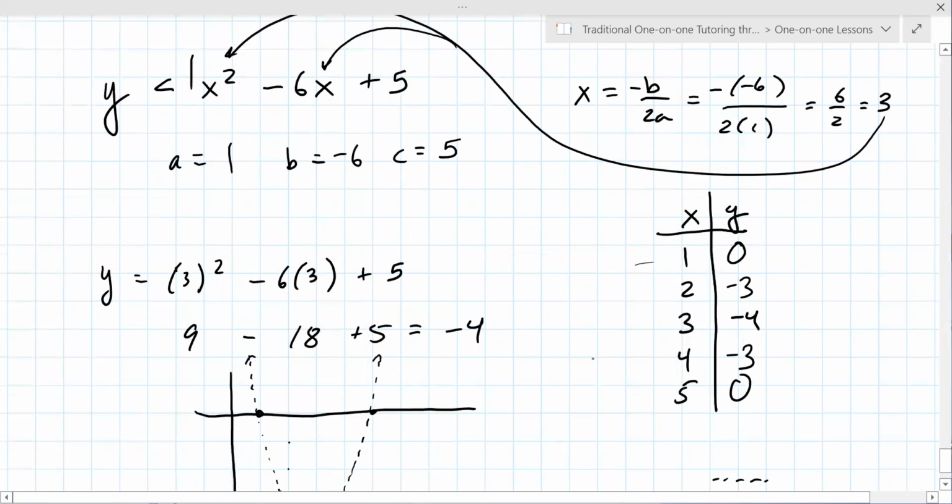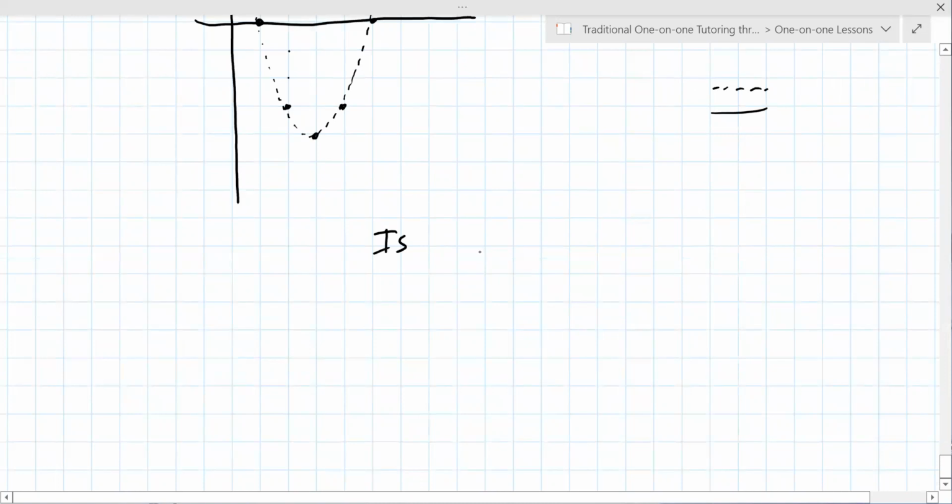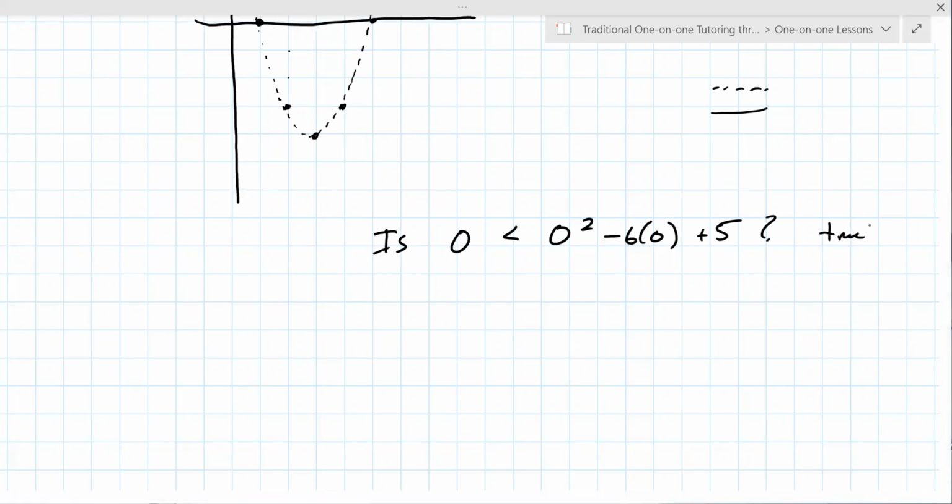You can test 0, 0 again. And you're again just asking the question. Let me go ahead and rewrite it here. Is 0 less than 0 squared minus 6 times 0 plus 5? Is this true? And it should be very clear. It should never be an uncertainty about it. Is this true?